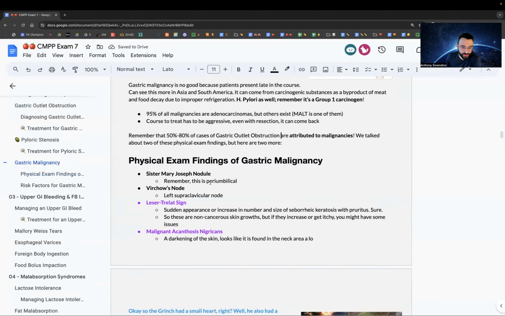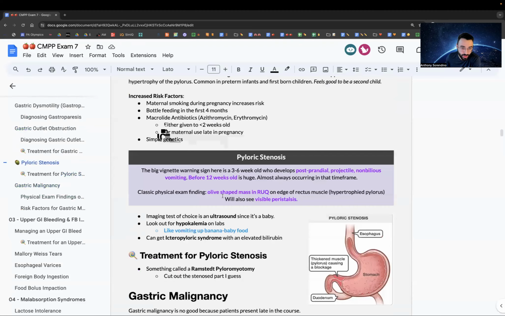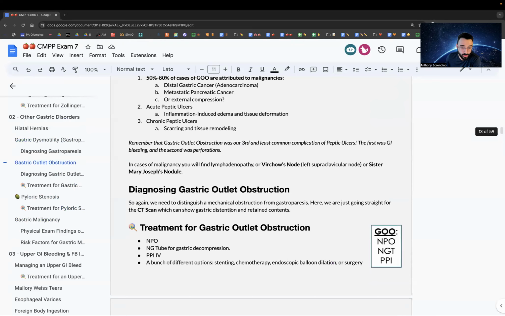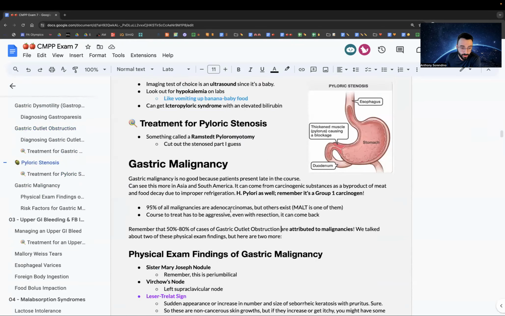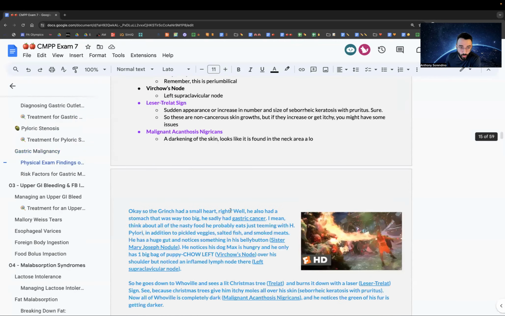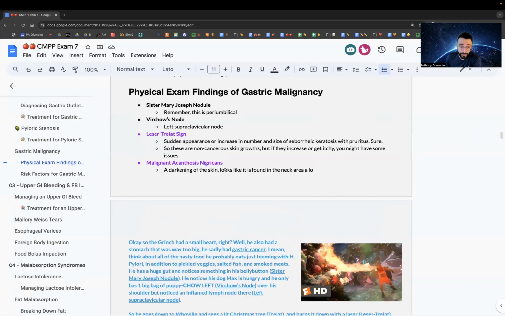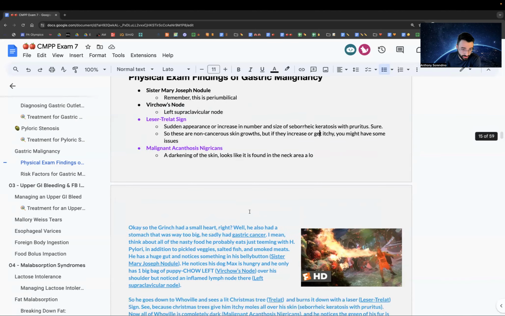Okay. So we talked about the Sister Mary Joseph's nodule and the Virchow's node, but we're going to talk about two more here. Okay, so one is called a Leser-Trélat sign. This is a sudden appearance or increase in number and size of seborrheic keratosis. So it's like itchy moles, which are normally benign, but if you start getting a bunch of them and they're getting larger and they're getting itchy, then you have stomach cancer. And then malignant acanthosis nigricans is the other one.